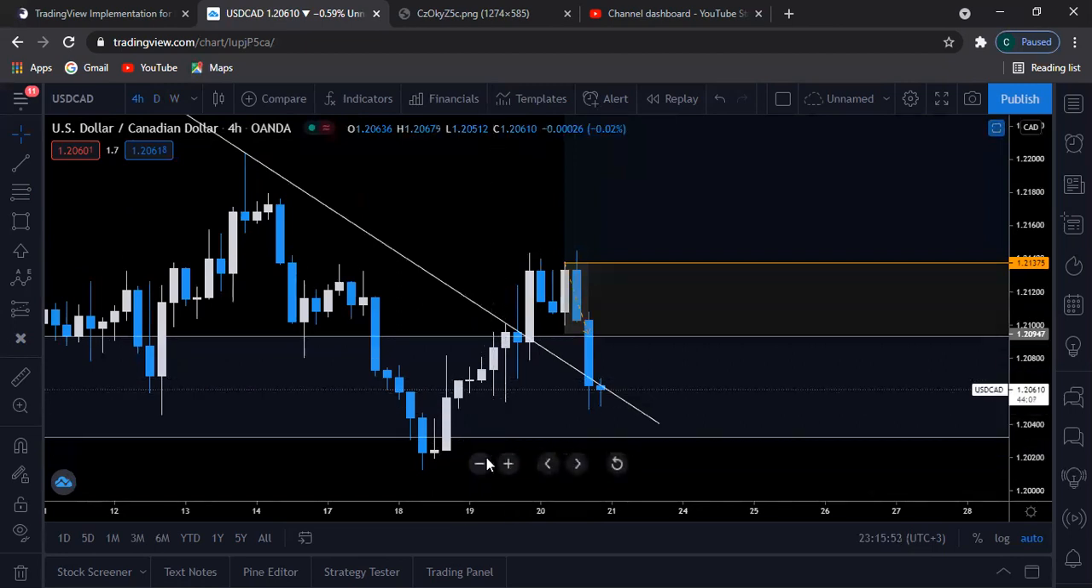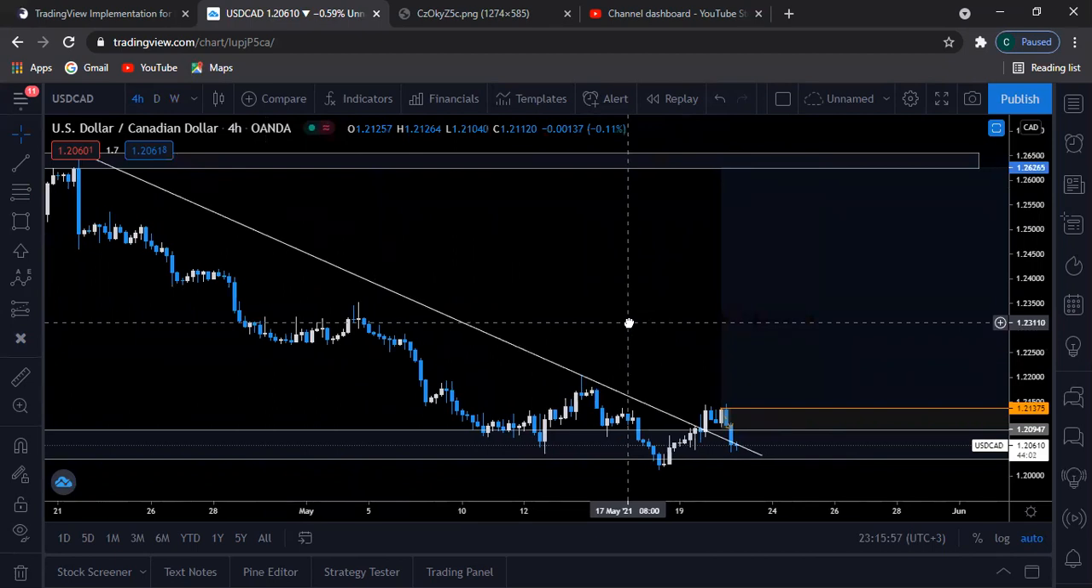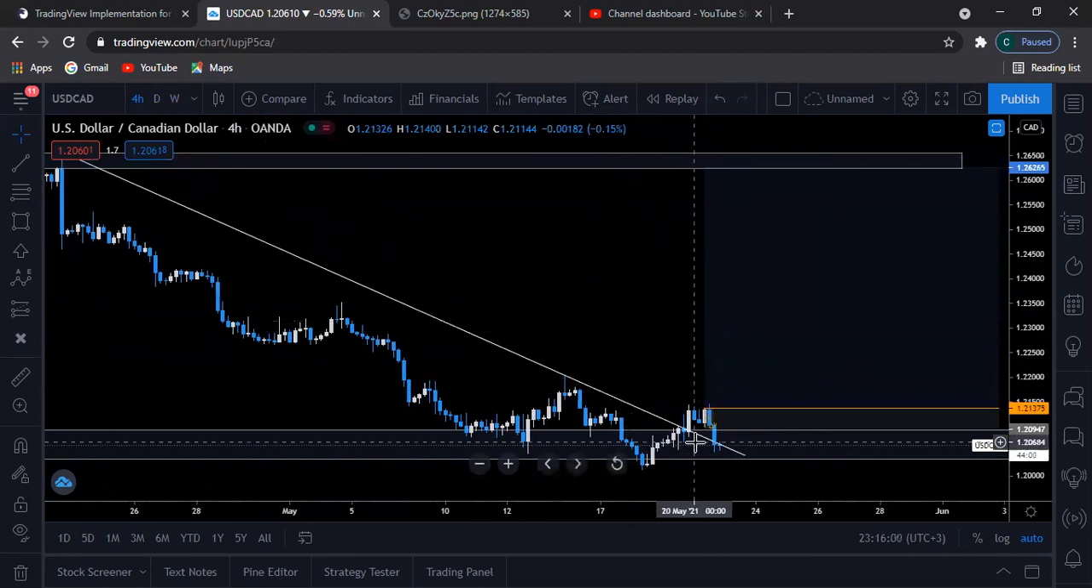Onto the 4 hour, you can see that prices did break above this trend, right? And then once prices started pushing lower, we formed this hanging man candlestick, which is a reversal candlestick.